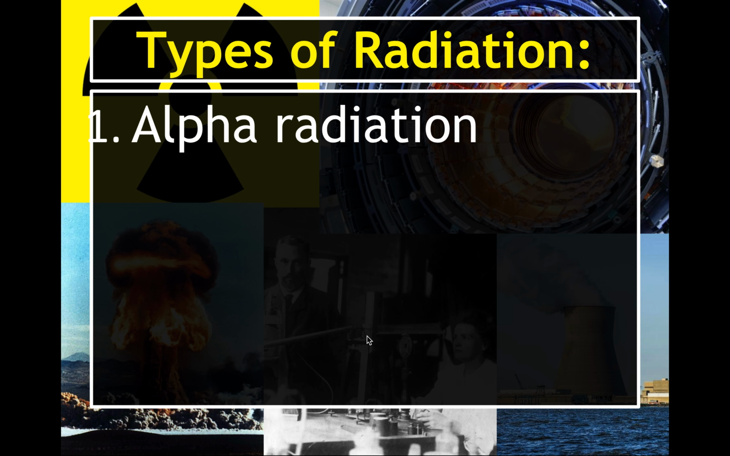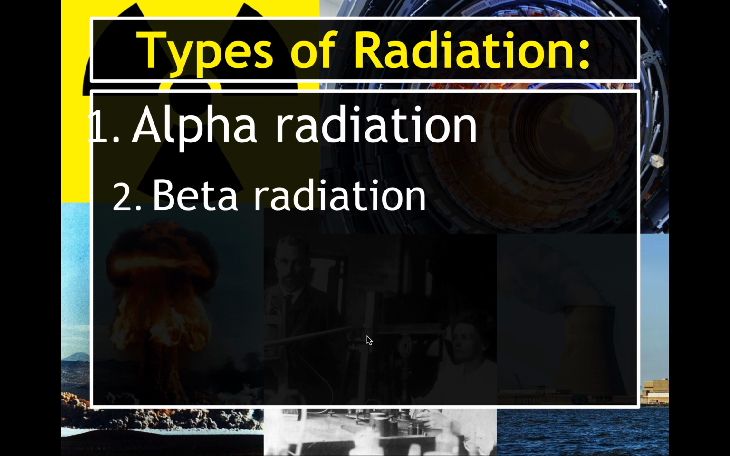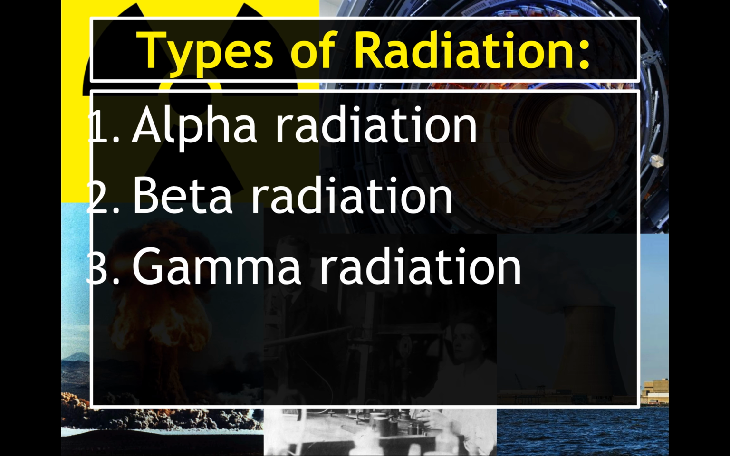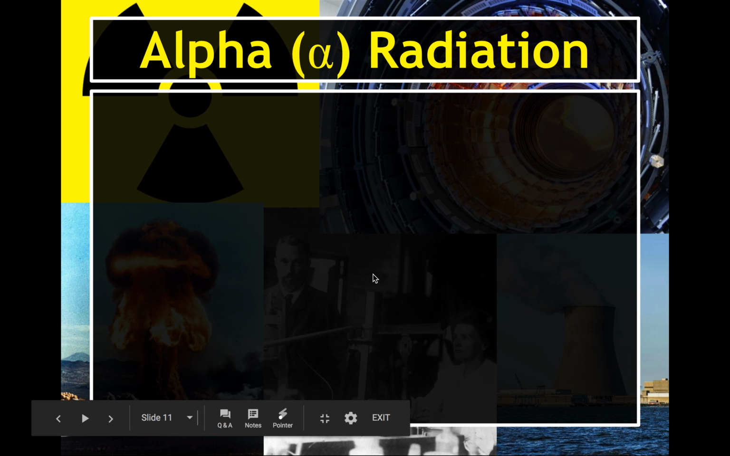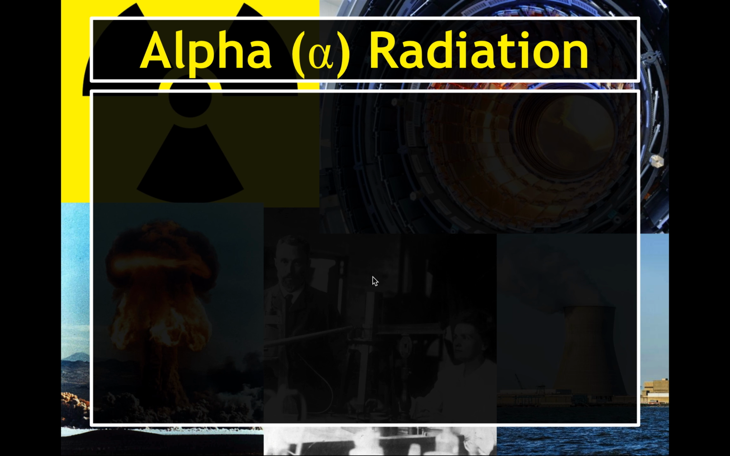There are 3 different types of radiation: alpha radiation, beta radiation, and gamma radiation. Think Incredible Hulk when we're thinking gamma radiation. Let's look at each one individually.